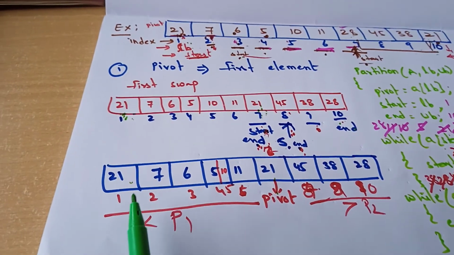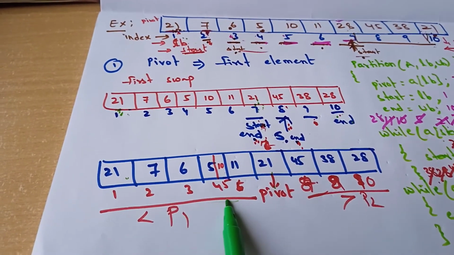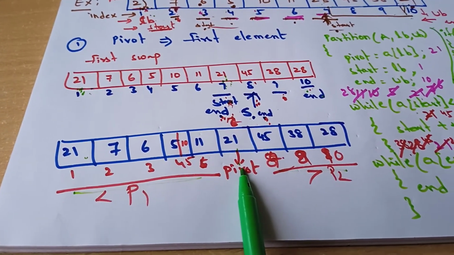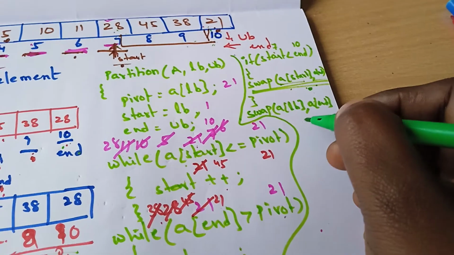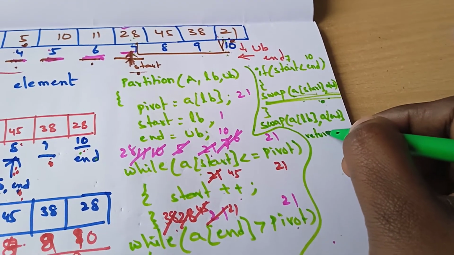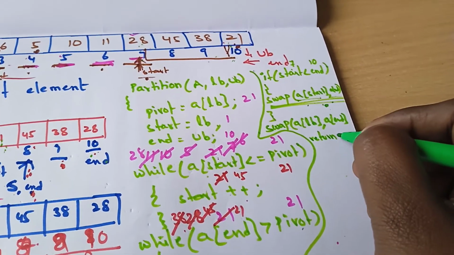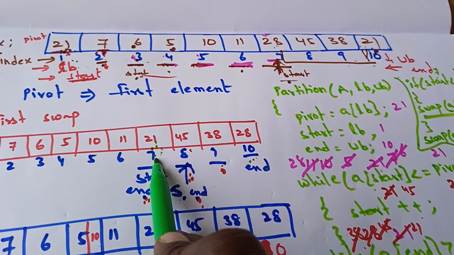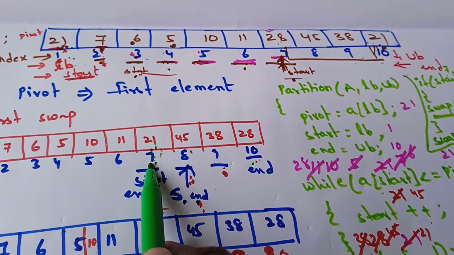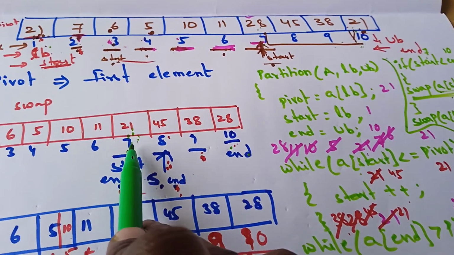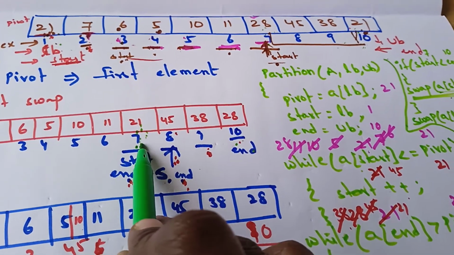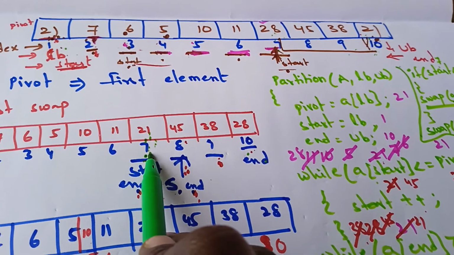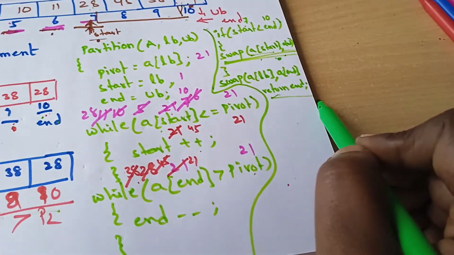Now look at this. This is your partition 1, this is your partition 2, and this is your pivot element. Now we'll return the end value. What is the end value? 7. Now 7 is an integer value. Why do you have to return this value? Because it is the value of your pivot element. So you have to return this.